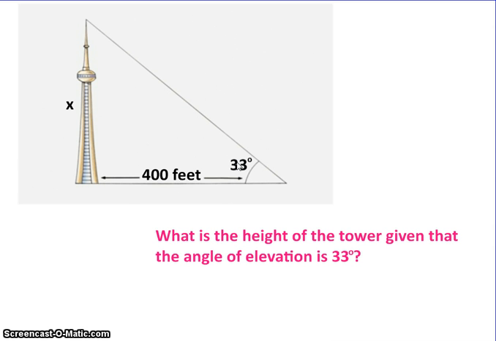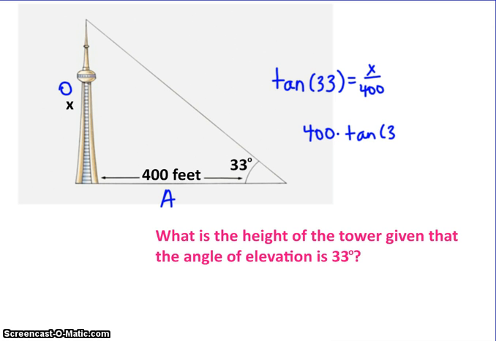So we have from angle 33, this is the opposite side, and this is the adjacent. So tangent of 33 is equal to the opposite over adjacent. When x is up high, we multiply. So 400 times the tangent of 33 is equal to x. So x would be equal to 260 feet.